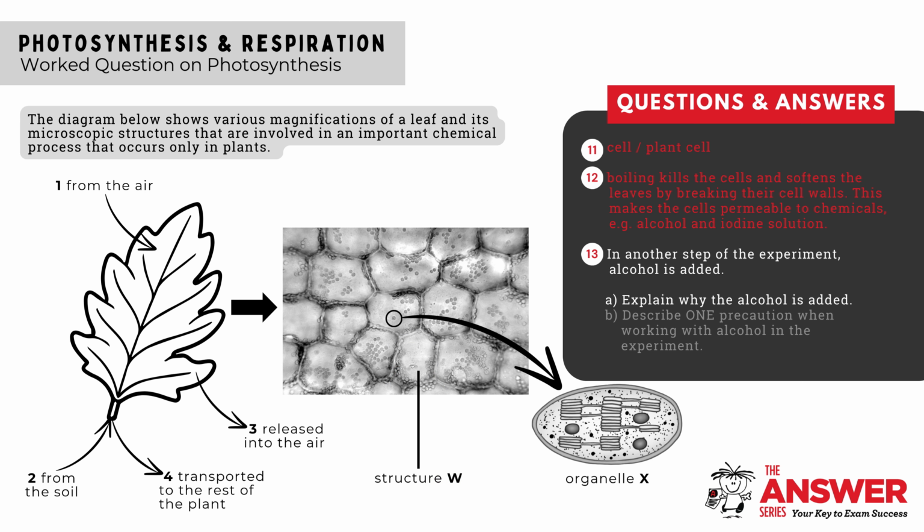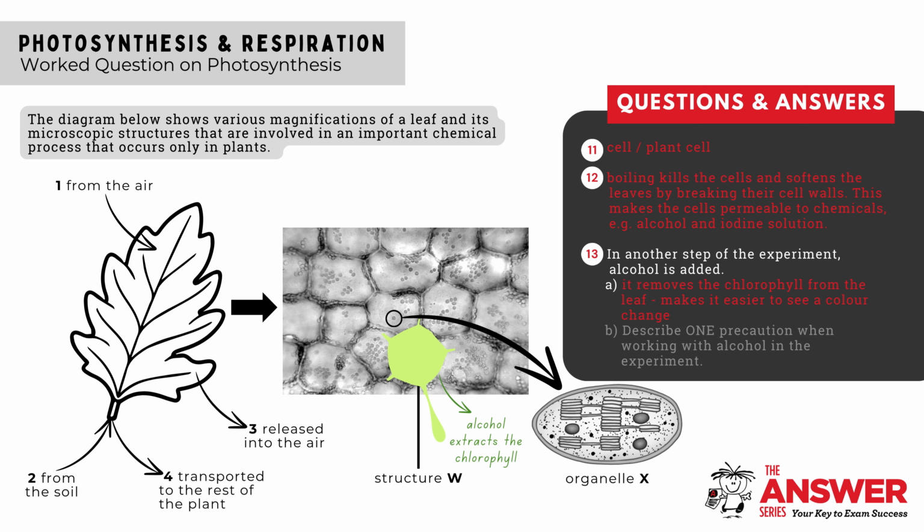In another step of this experiment, the alcohol is added. So explain why the alcohol is added. The alcohol is responsible for extracting the chlorophyll from the leaf. And the whole point of taking the chlorophyll out is because we want to make the leaf white. Now, why is that essential?